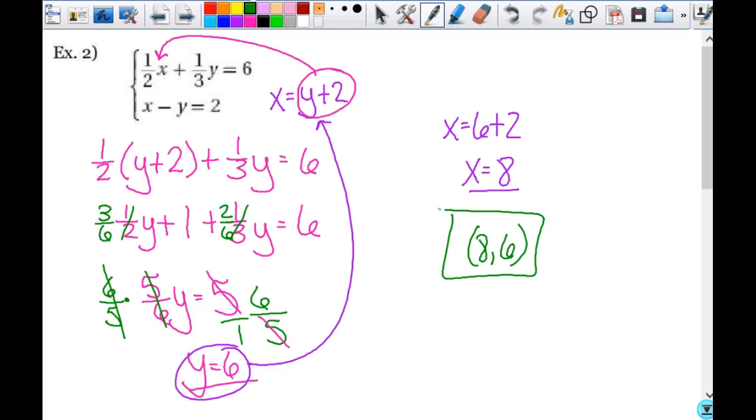Those fractions were not that bad. You can't freak out just because you see fractions. You have the ability to handle them, and you need to be able to do that, or you won't survive past geometry in life. Okay.